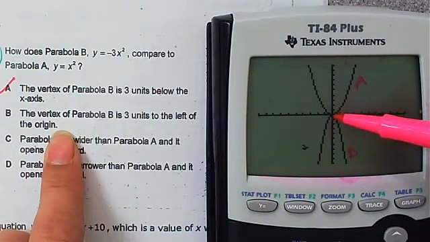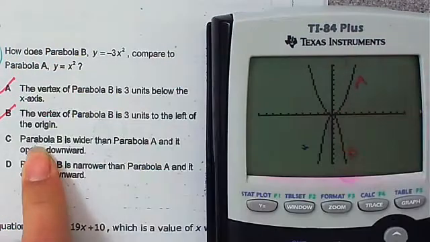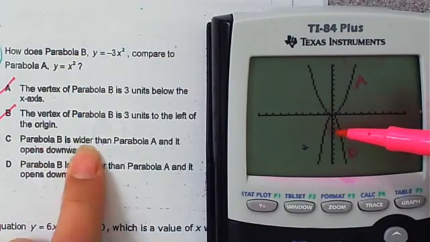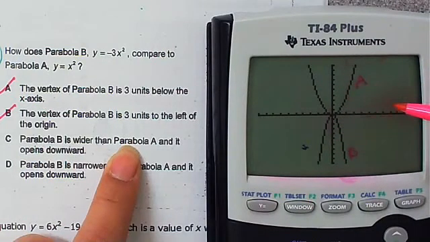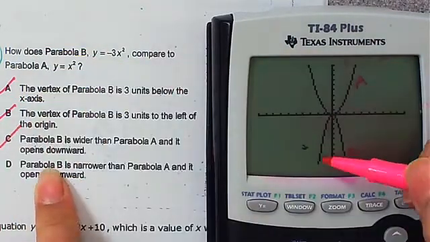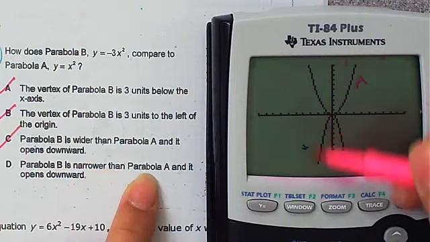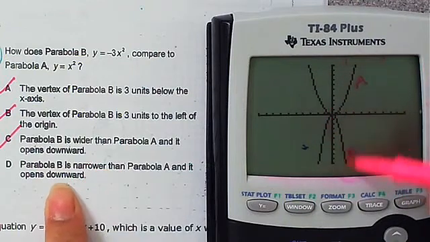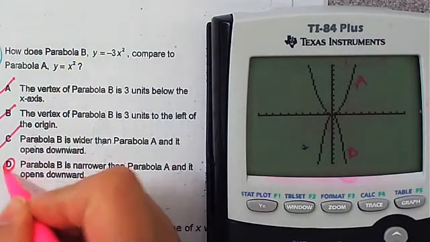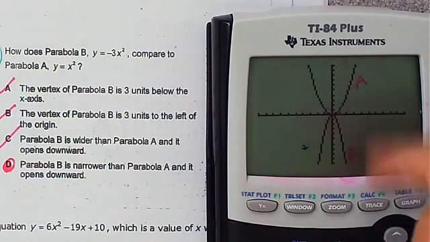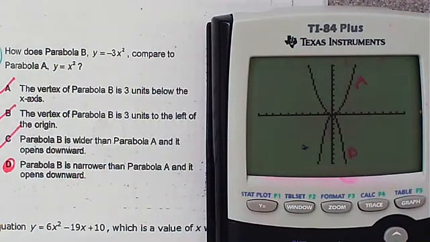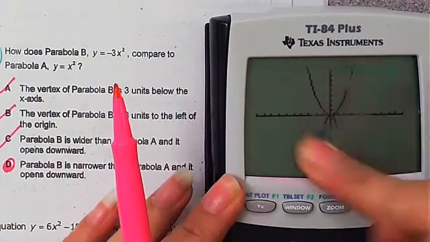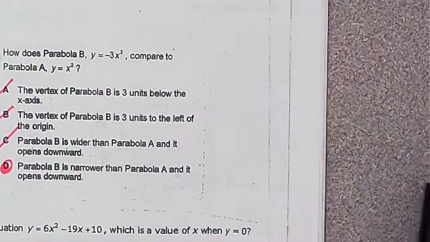The vertex of parabola B is 3 units to the left of the origin. Is it over here? No, it's right at 0, 0. Parabola B is wider than parabola A? No. Parabola B is narrower, it's skinnier than parabola A, and it opens downward. Yeah, it does. So you see how it's important to label them? Okay.